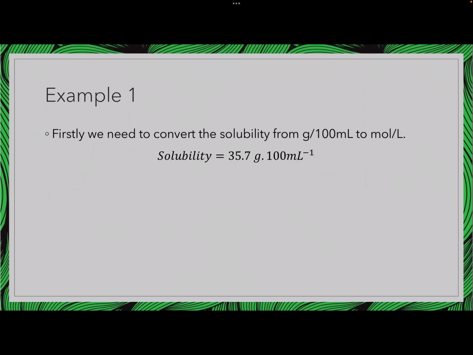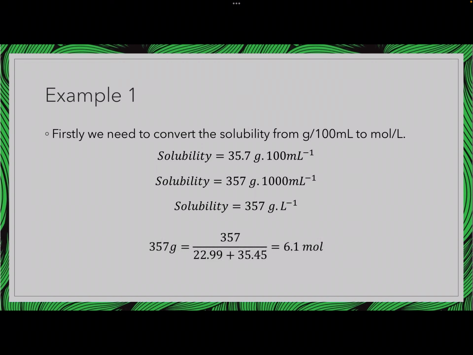We take our solubility in grams per 100 mLs. Our moles per liter is per liter. So what we need to do is if there's 35.7 grams per 100 mLs, then there's 10 times as much per liter. So if you can see where that's coming from, we've just multiplied it by 10 basically. Now that's 357 grams per liter. 357 grams of sodium chloride is 6.1 moles. And so the solubility is 6.1 moles per liter.